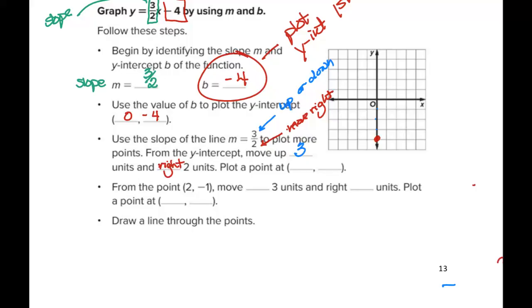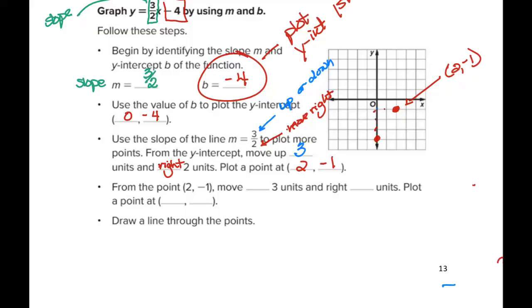So here's 1, 2, 3, 1, 2. Here is my new point. Okay? So plot a point. What are the coordinates of my second point there? What are the coordinates of my new point? It is 2, -1. So 2, -1.